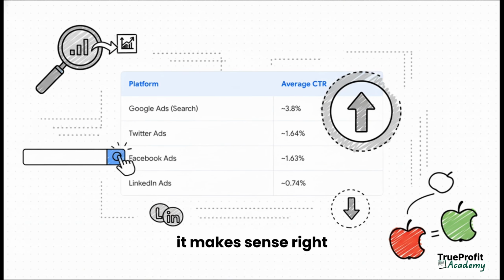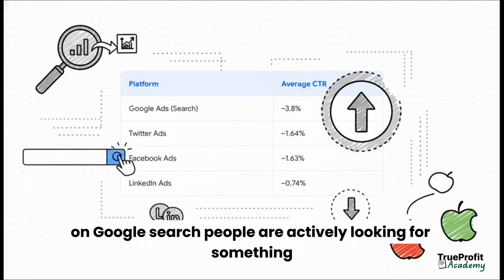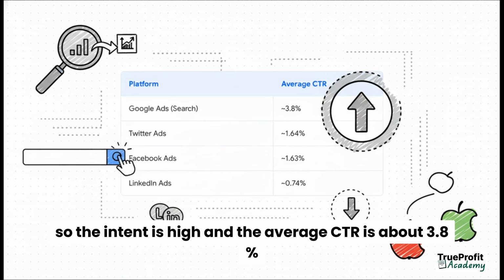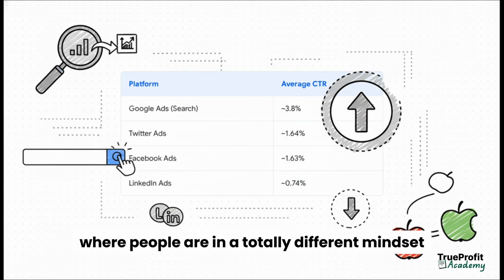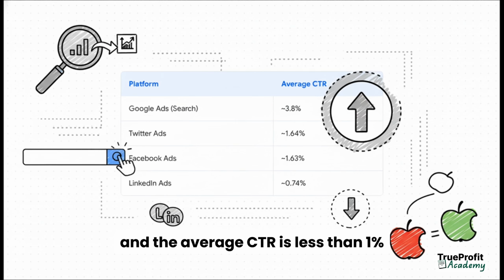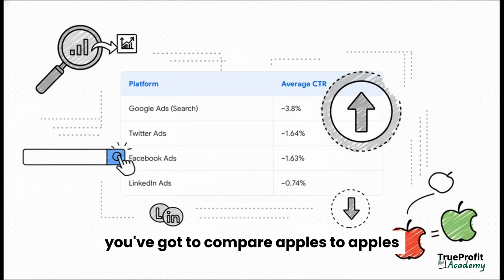It makes sense, right? On Google search, people are actively looking for something, so the intent is high and the average CTR is about 3.8%. But compare that to LinkedIn, where people are in a totally different mindset and the average CTR is less than 1%. You've got to compare apples to apples.